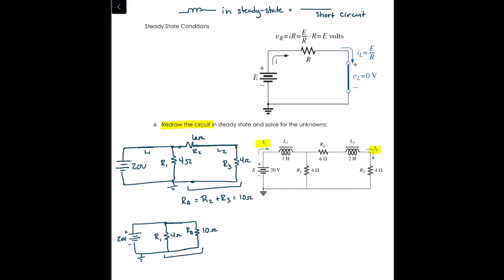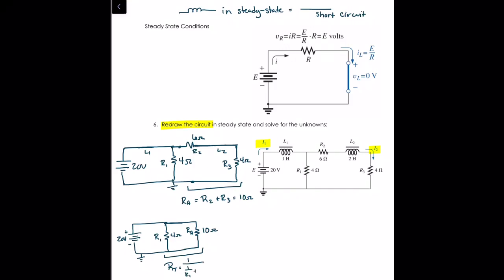So at this point I can combine R1 and RA. They are in parallel, and I'll call that RT because that's our total resistance of our circuit now, as seen by the source. So 1 over R1 plus 1 over RA. So that's about 2.86 ohms.